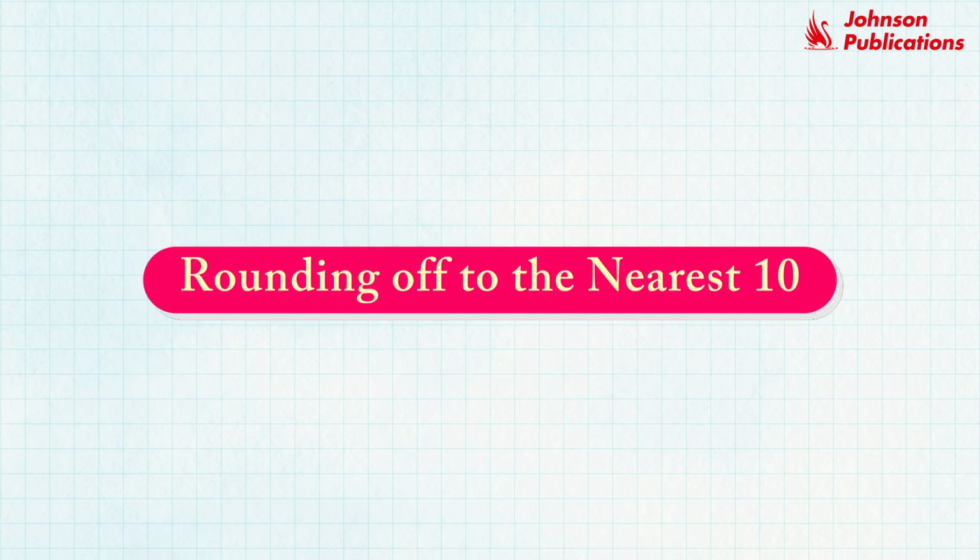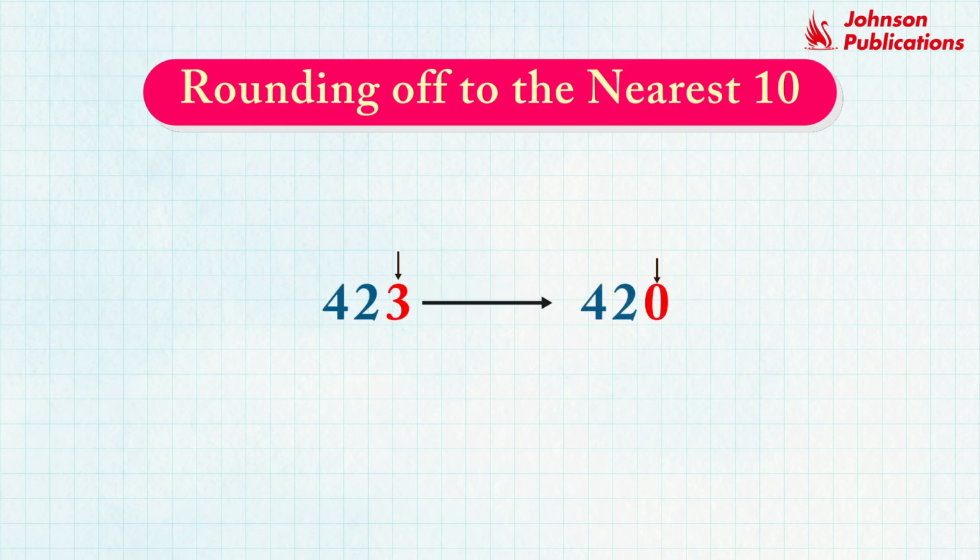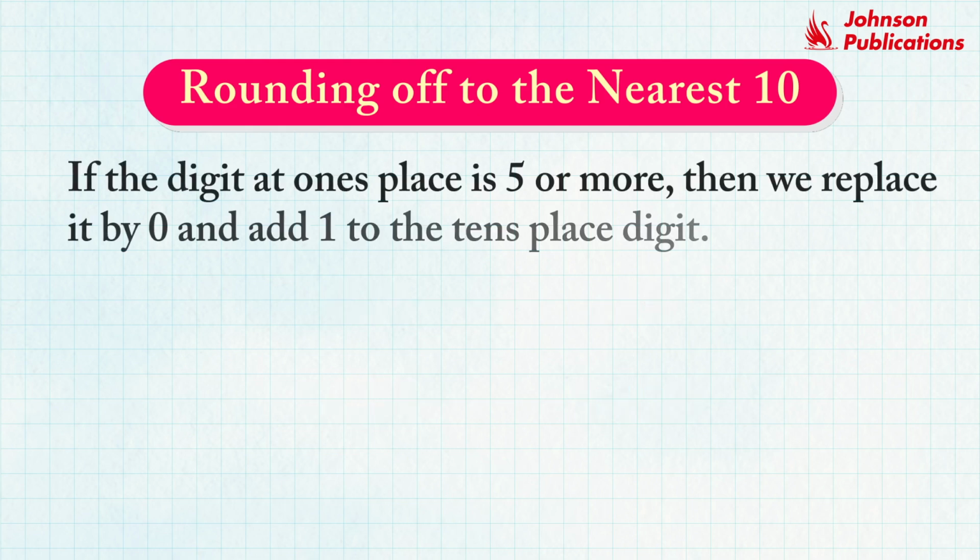Rounding off to the nearest 10. Look at this number. If the digit at one's place is less than 5, then we replace it by 0 and the other digits remain the same. For example, 423 is rounded off to 420 and 3484 is rounded off to 3480. If the digit at one's place is 5 or more, then we replace it by 0 and add 1 to the tens place digit.